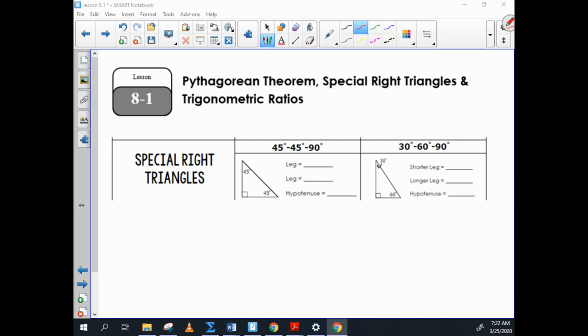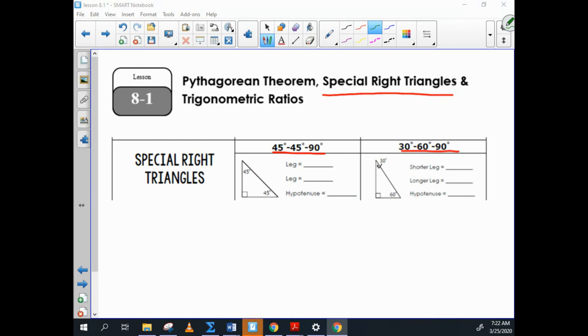Hi guys, we're back. This is the second part of our 8-1 unit, and we're talking about our special right triangles in this one. So last year, you'll hopefully remember a little bit, we studied two special right triangles. One was a 45-45-90 triangle. The other was a 30-60-90 triangle.